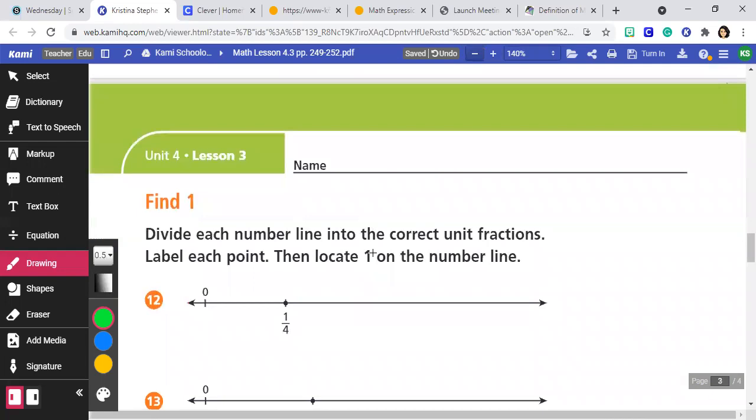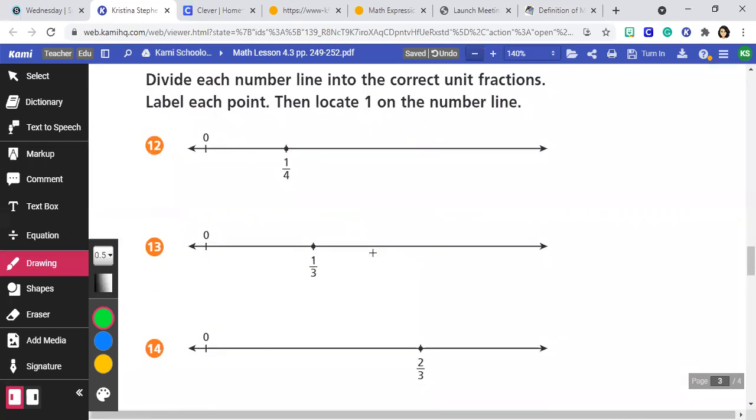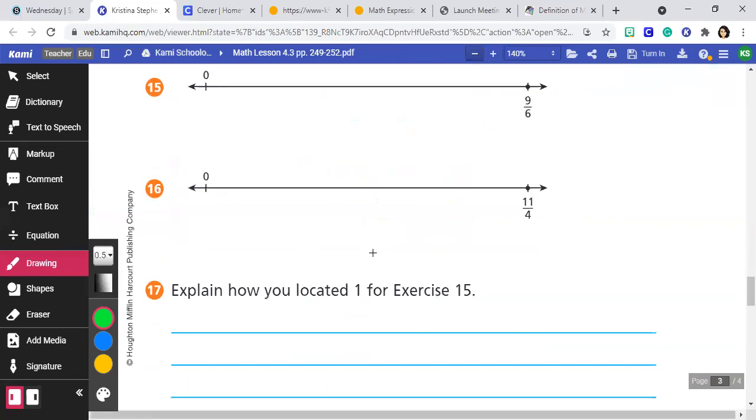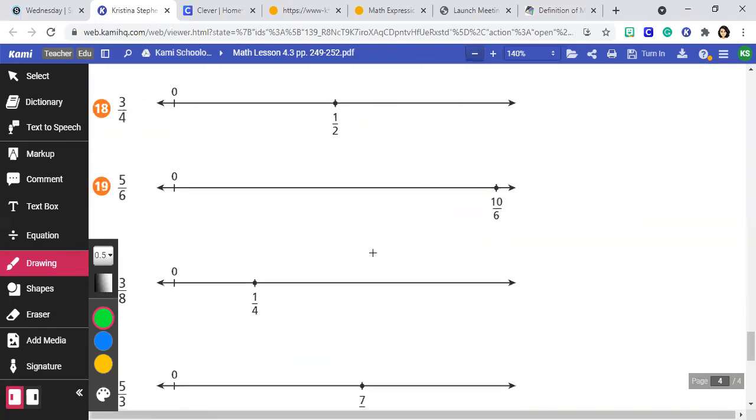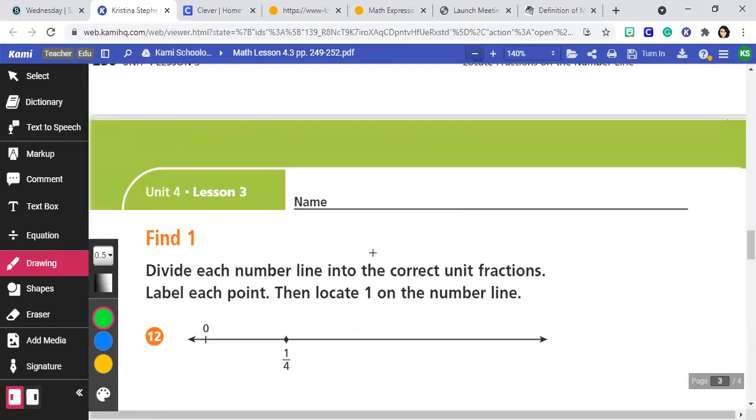All right. If you need a break, pause at any time. Oh boy, look at all that we've got to do here.